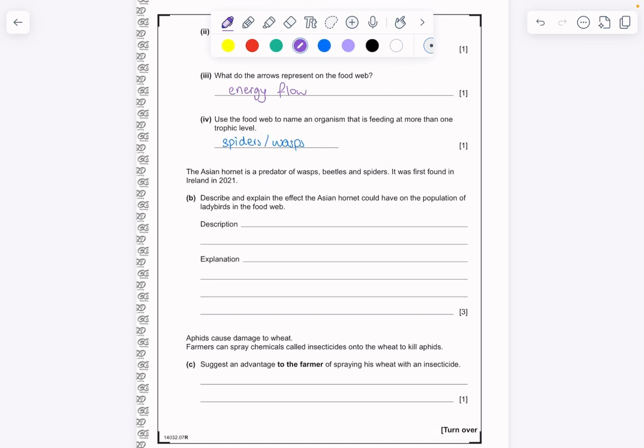An Asian hornet is a predator for wasps, beetles and spiders. It was first found in Ireland in 2021. Describe and explain the effect the Asian hornet could have on the population of ladybirds in the food web. Well, do the Asian hornets eat ladybirds? No, so there's going to be more ladybirds.